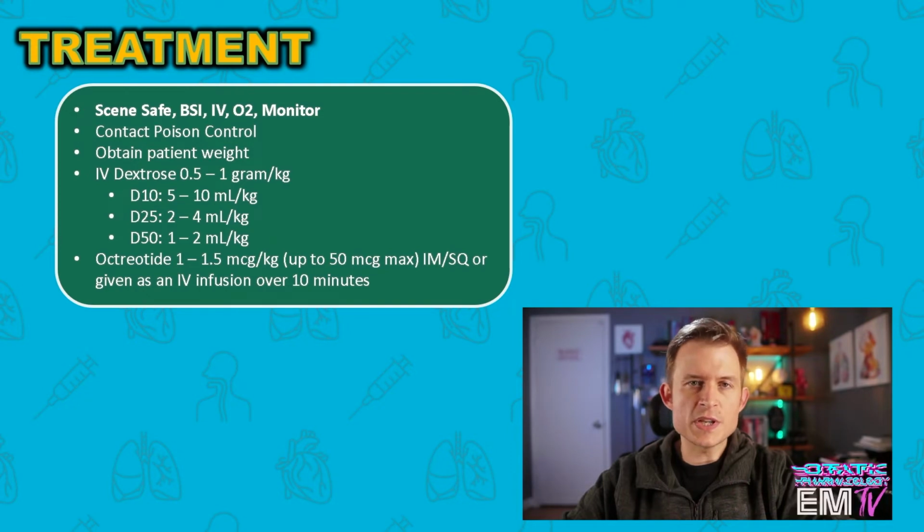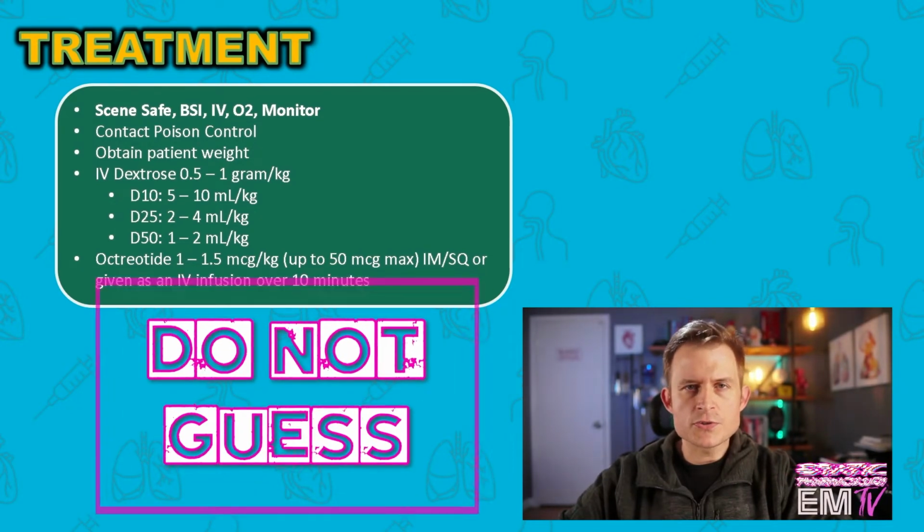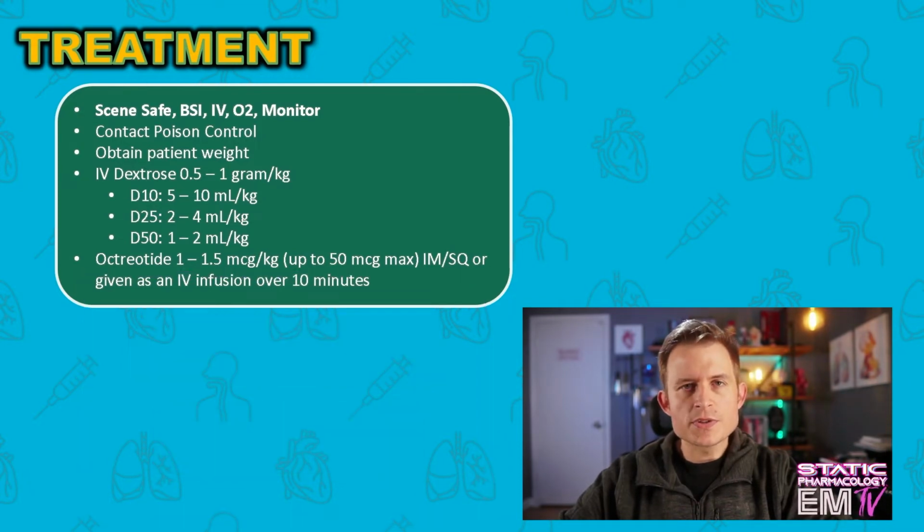Because this patient is pediatric, and as most medications and protocols for pediatrics are weight-based, I'll need to obtain the patient's weight. I can do this by using the Broselow tape or any other similar pediatric weight-based estimation tool. It is important, though, not to just guess. I'll then want to administer IV dextrose. The dose for pediatrics is going to be 0.5 to 1 gram per kilogram given IV.